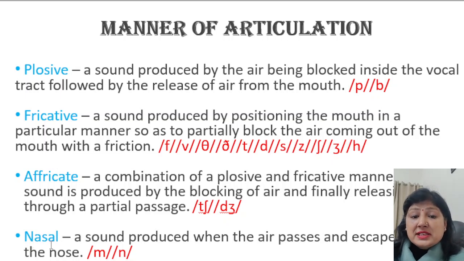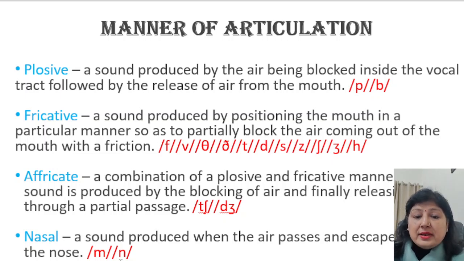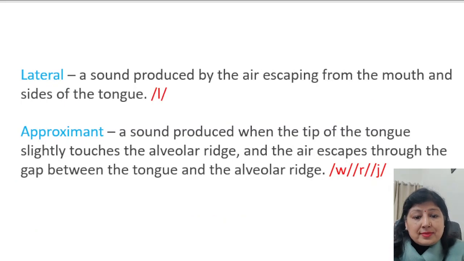Next is the nasal sounds. The sound that is produced when the air passes and escapes through the nose, as is the case of the sounds m and n. The air stream comes out of the mouth as well as from the nose. The next one is lateral sounds. The sound that is produced by the air escaping from the sides of the tongue, as the sound of l. The air comes out from the sides of the tongue, l.